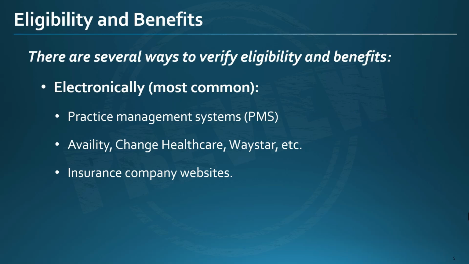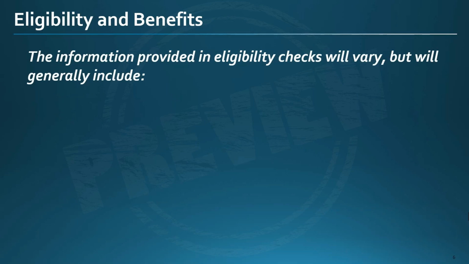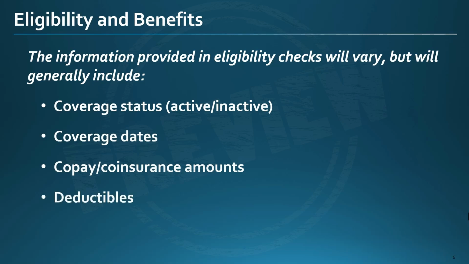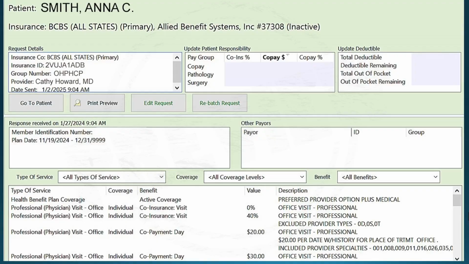While portals like Availity are user-friendly, they often require more manual input. When all else fails, you can also call the insurance carrier by phone, but this can be time-consuming with long hold times. The information returned during eligibility checks can vary. Usually, you'll see confirmation of active or inactive status, coverage dates, co-pay and co-insurance amounts, deductible details, and alerts for referrals or authorizations. Let's look at a screenshot of a typical eligibility check within a practice management system.